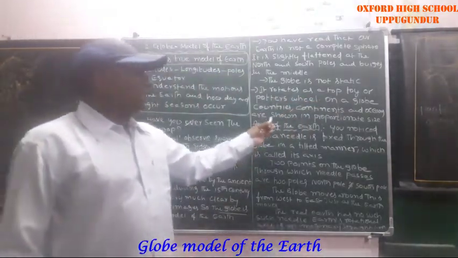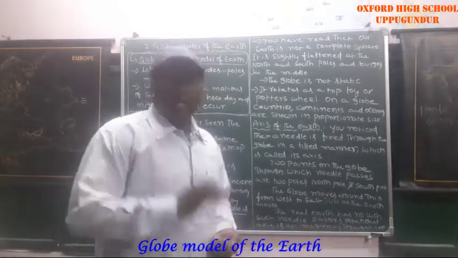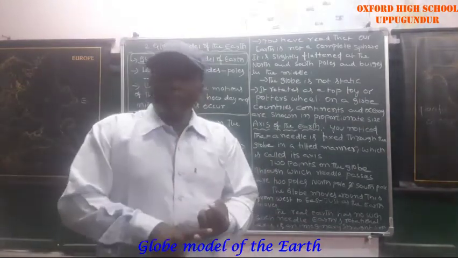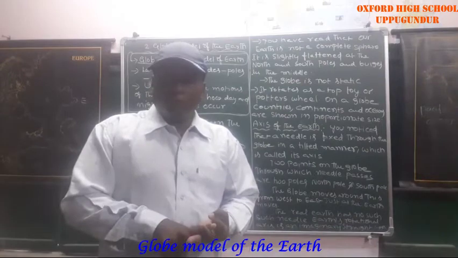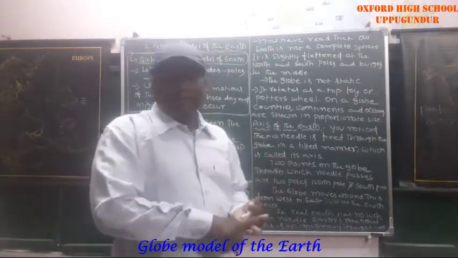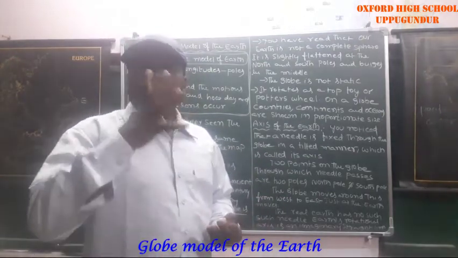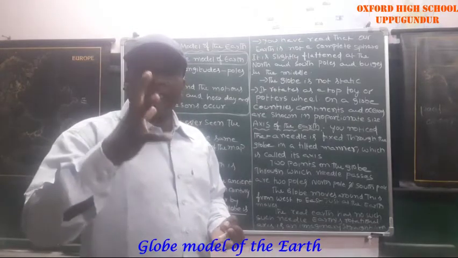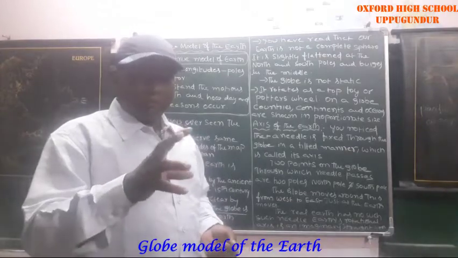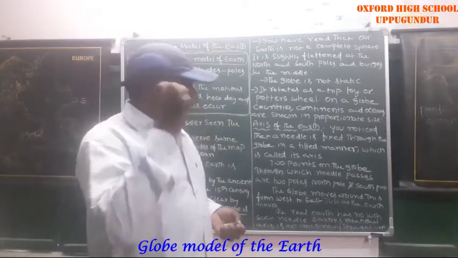On a globe, countries, continents and oceans are shown in proportionate size, isn't it? If you see the globe, you are able to identify the continents and oceans. Continents and oceans, then countries. Again, continents are differentiated into countries. These are all shown in proportionate size, almost all. Perfect shapes and sizes are shown in the map.